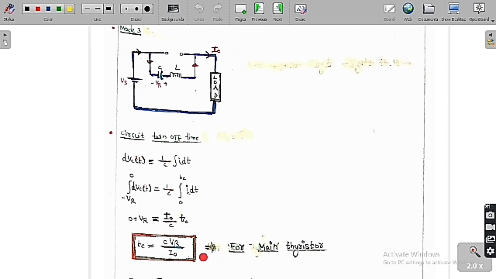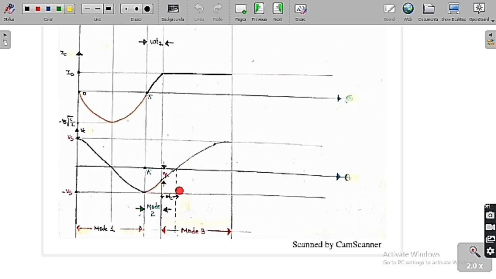So this is called the circuit turn off time for the main thyristor, meaning up to this much amount of time the main thyristor is going to face the reverse voltage across it. So you can see clearly this is called the capacitor or circuit turn off time.